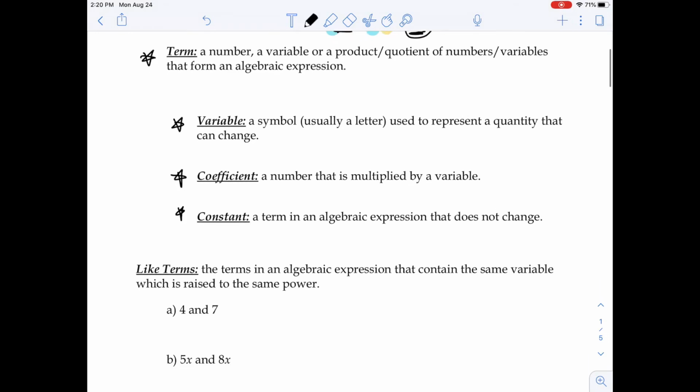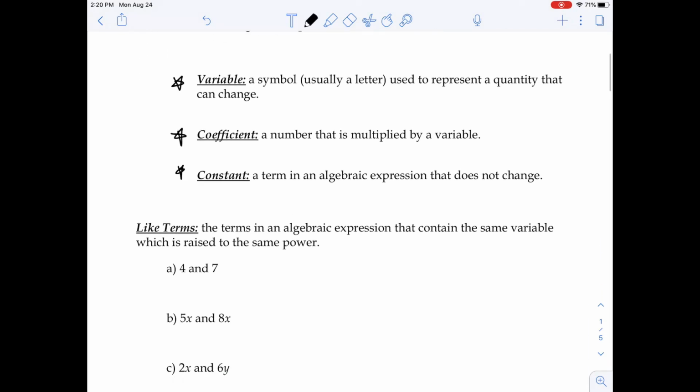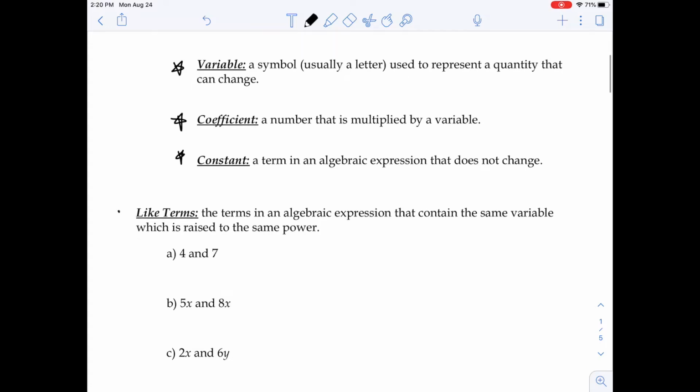All right. So now we're going to talk about like terms, because that's really what we need in order to combine any of the terms that we want to combine, especially when we're adding or subtracting. So like terms are the terms in an algebraic expression that contain the same variable, which is raised to the same power. Again, same variable raised to the same power.